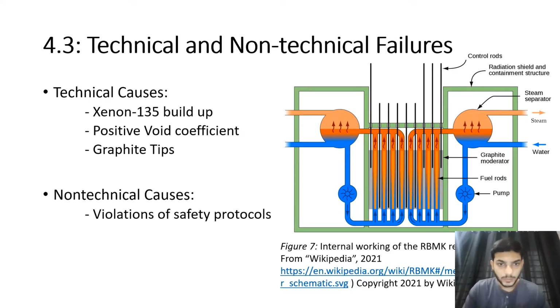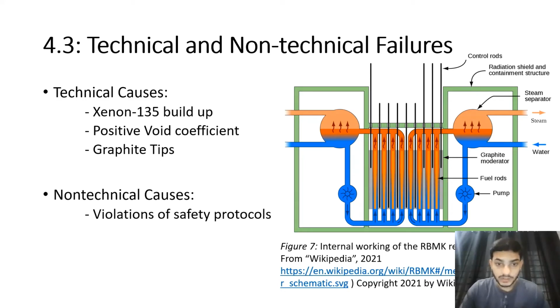That night, the crew were performing a safety test on the reactor. For that test, they had to lower the power level of the reactor. This was achieved by inserting in the control rods. But they lowered it way too much, which the safety protocols did not allow. This was their first violation.